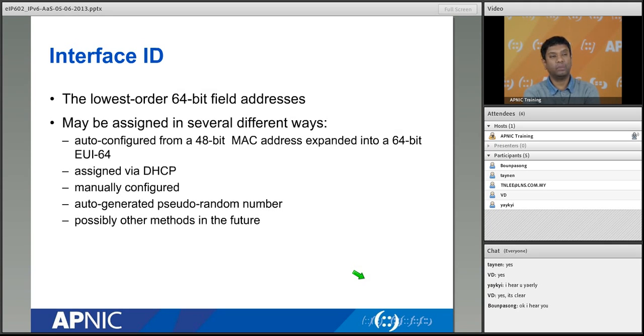Then what are the other options? You can provide the interface ID from a DHCP server, or you can use a manual or static configuration, or you can use another algorithm called the pseudorandom algorithm. It automatically generates the last 64 bits of the interface ID, and possibly in future you can have more options for that.